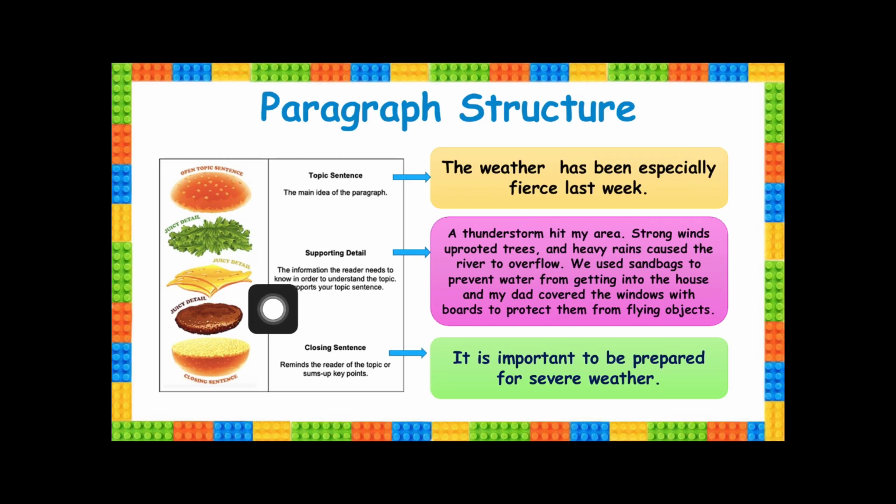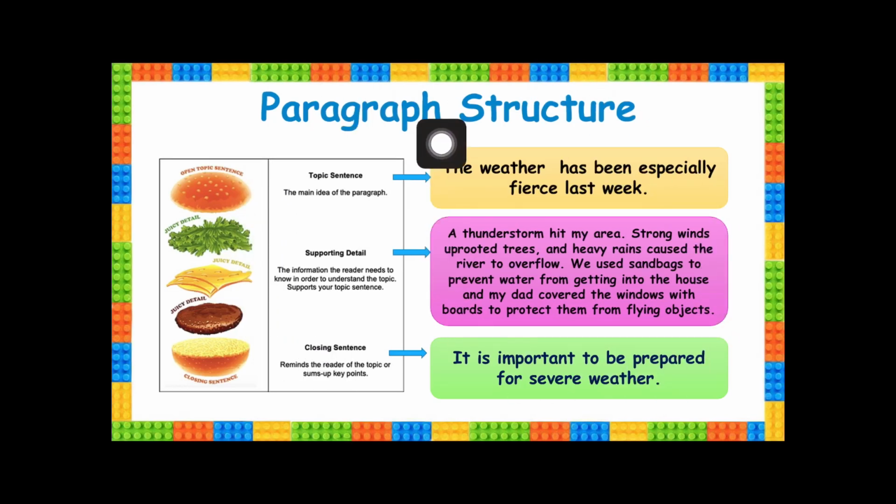So supporting details is the information the reader needs to know in order to understand the topic. So everything in here, it's what makes our burger yummy. Over here is what our burger is all about. Here's our topic sentence, the main idea. And in here is all the information which supports our topic sentence. All right, and then when we reach the end is our closing sentence or our conclusion. This reminds the reader of the topic or it sums up our key points. All right, and usually our concluding sentence sounds a bit like our topic sentence.